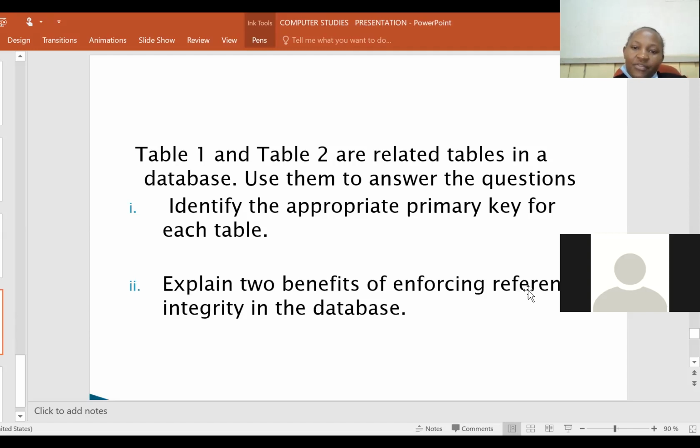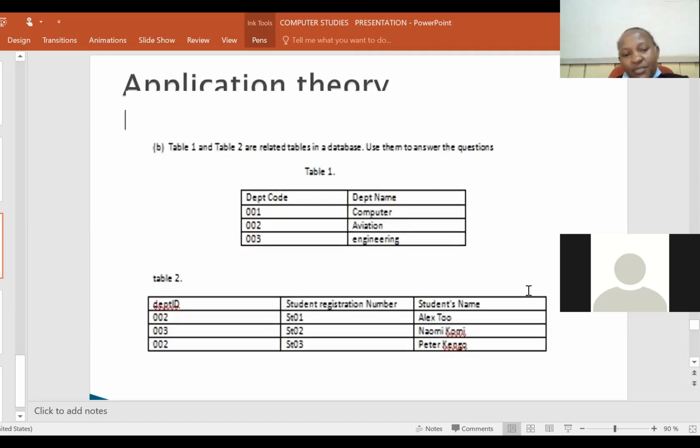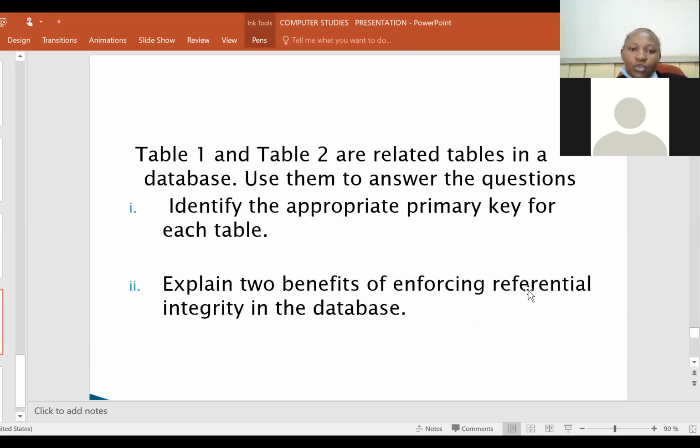For example, identify the most appropriate primary key for each table. We should go back to the tables. In table 1, the appropriate primary key is the department code. In table 2, the appropriate primary key is the registration number. Department ID in table 2 is a foreign key, and it's the one you are going to use to relate your two tables. Your two tables will be related using the department code in table 1 and the department ID in table 2.